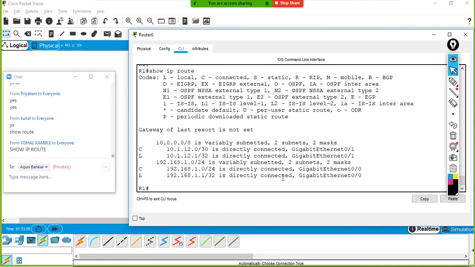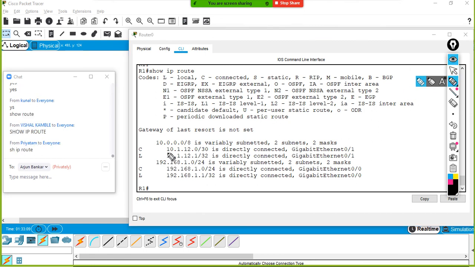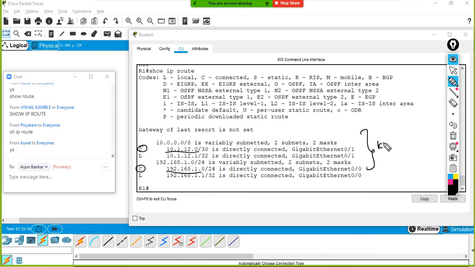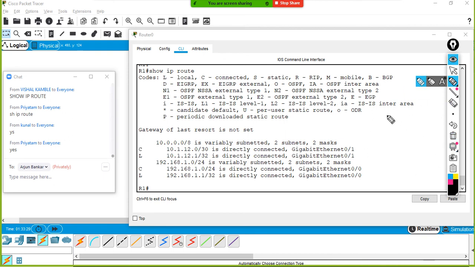Then did you see here what networks are there? The connected networks: 10.1.12.0, this is your connected network, and 192.168.1.0. Right, Kunal? And these are the known networks. Right, guys? These are the known networks. Then after that, we need to write the routes for unknown networks.